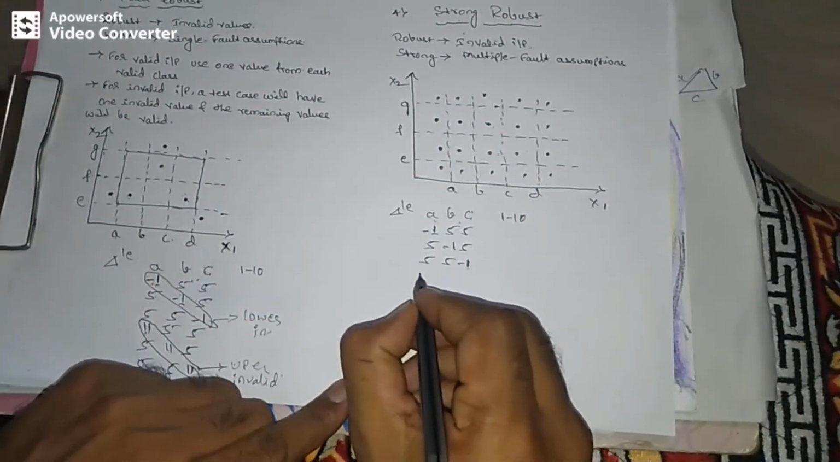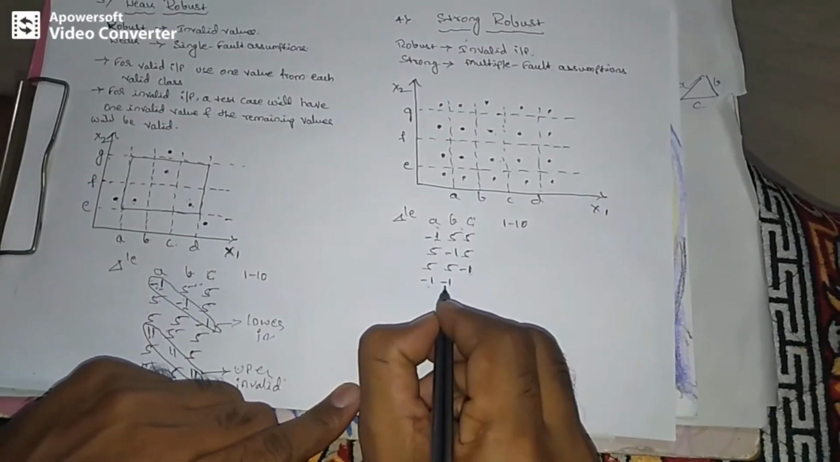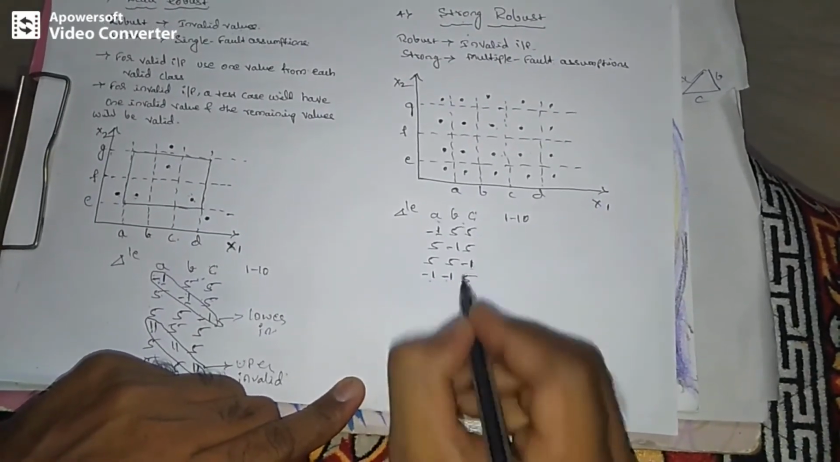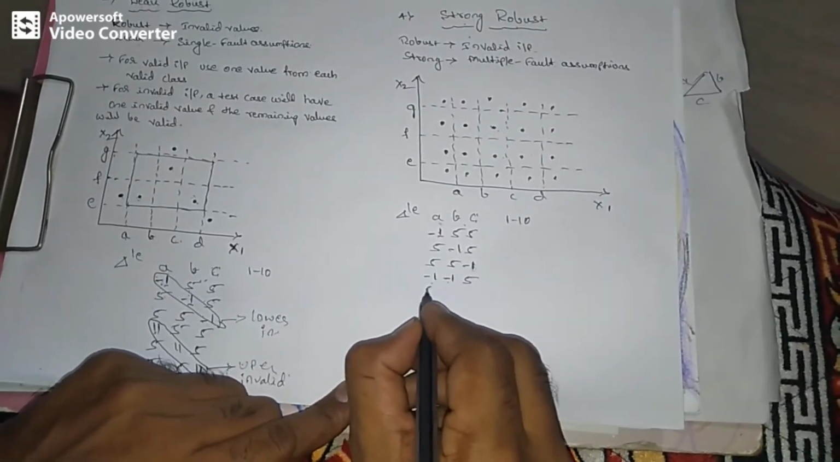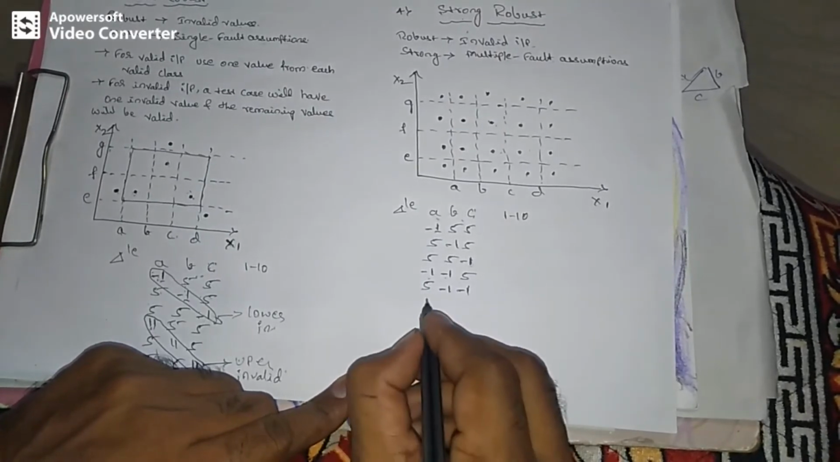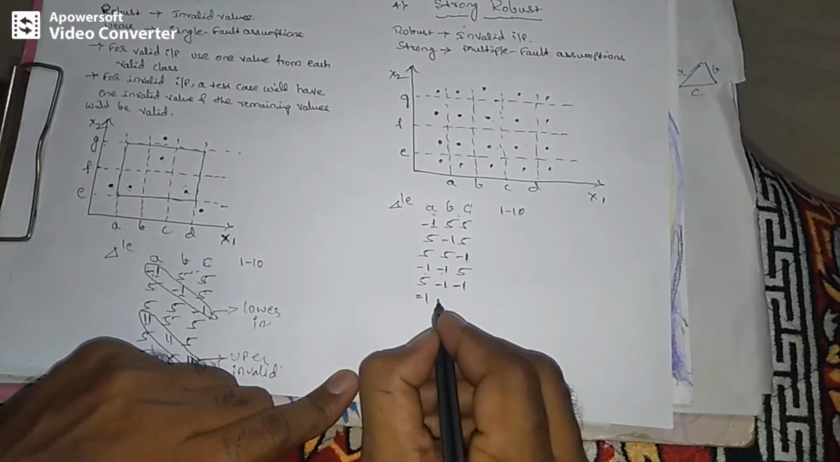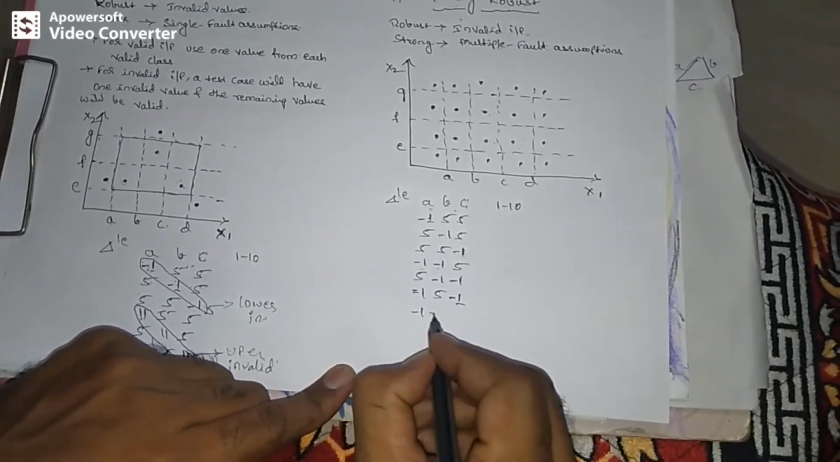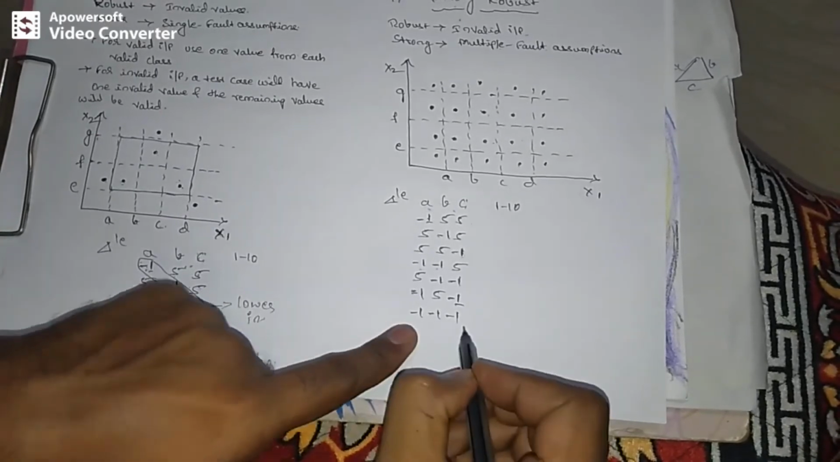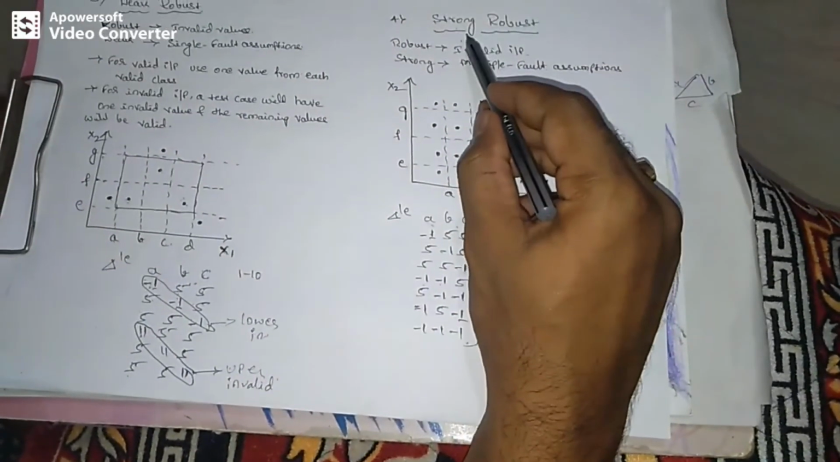Now the second time, these two can be a multiple fault assumption, so this will be -1. Next this will become 5, this one is multiple fault assumption. Then here this is -1 5 -1, you can see here, and the last one is -1 -1 -1. If you want, you can also specify -1. These are the test cases for the triangle problem at one corner, for strong robust.